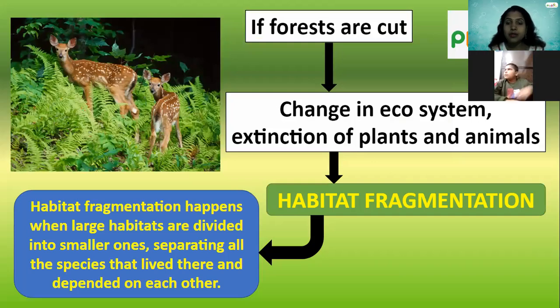Yes. So how they are dependent on each other, then the habitat fragmentation happens when the large habitat is divided into smaller parts. Okay.